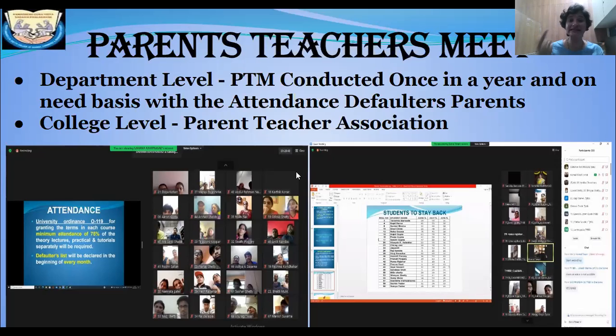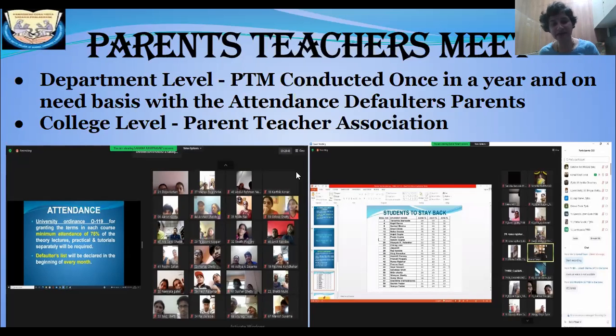At the college level also, we have the parent-teacher association, that is different. PTA, where we select one or two parents from each class, and they will be the members of PTA. So PTA is functioning separately, where some of the activities and programs for your parents are conducted. That is PTA. What is PTM?